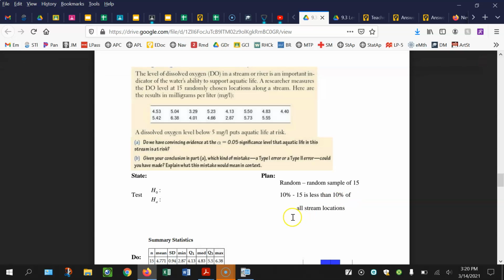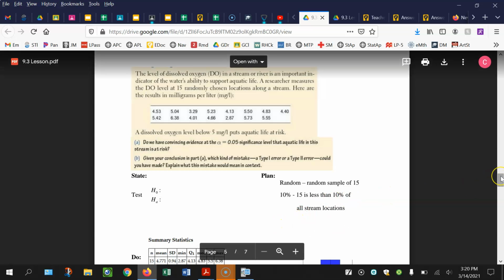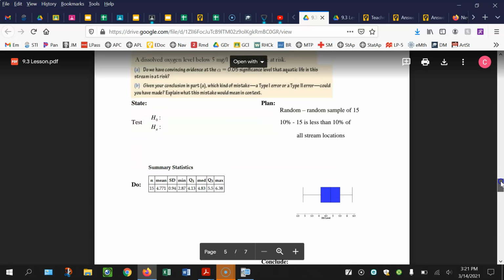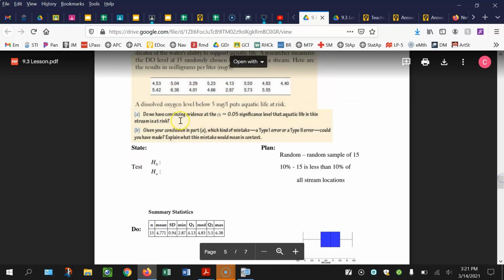15 is less than 10% of all stream locations. Normal large sample: now, 15 is not bigger than 30. They didn't tell us the sampling or the population distribution was approximately normal, so we have to make a box plot. The way that I did this is I put all of this data into a list on my calculator.